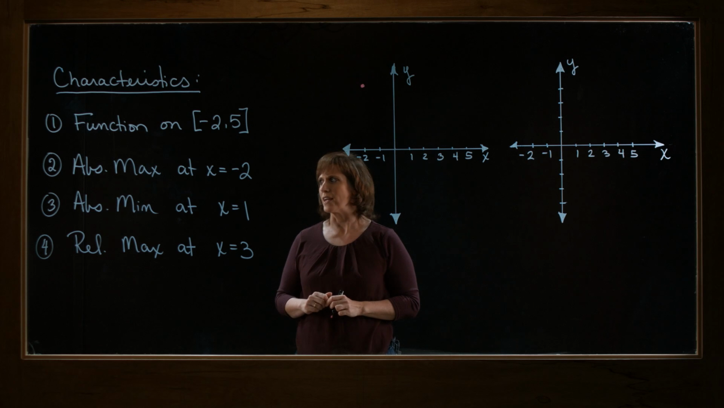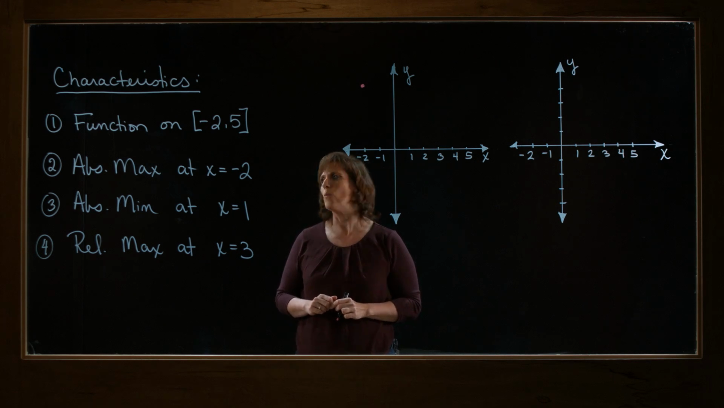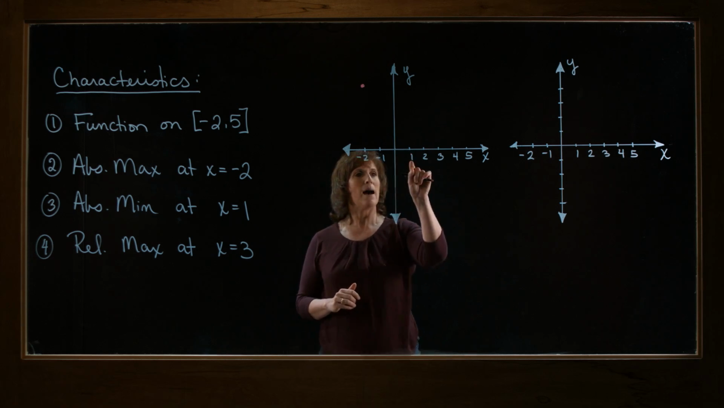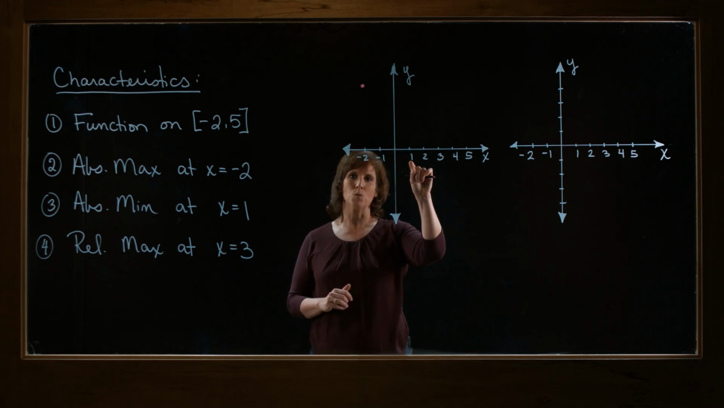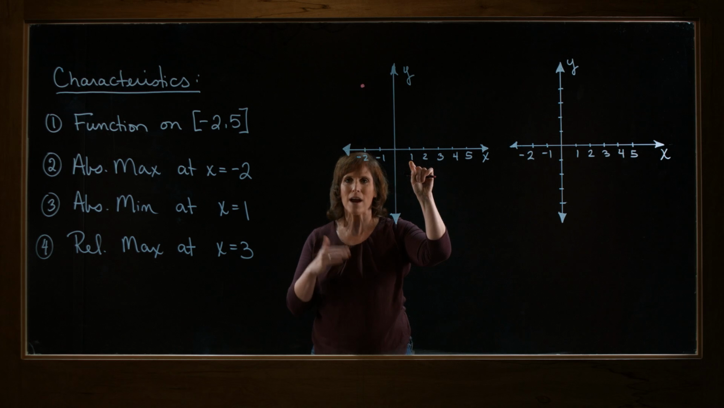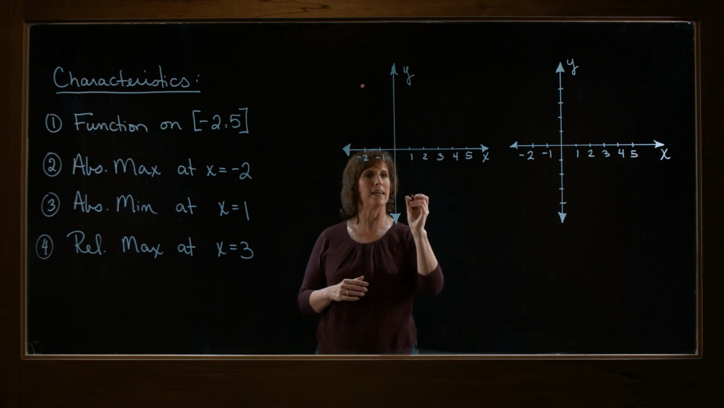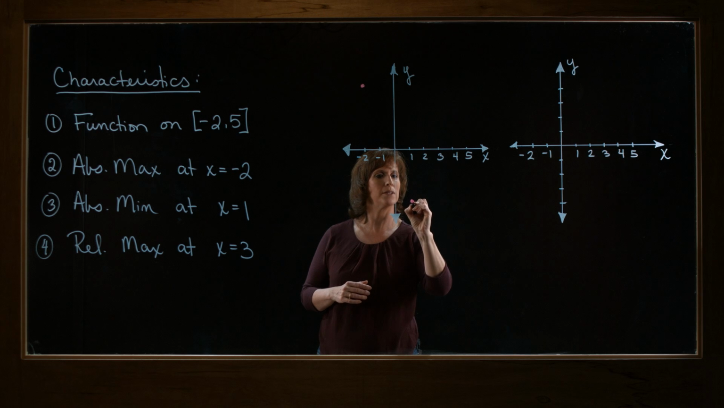The next criteria says that the absolute minimum, or the lowest point on the graph, has to occur when x equals 1. So that means I'm looking at a value of x equals 1, but it doesn't tell me what that minimum is. So I can make it anything I like. So I'll put it down here.